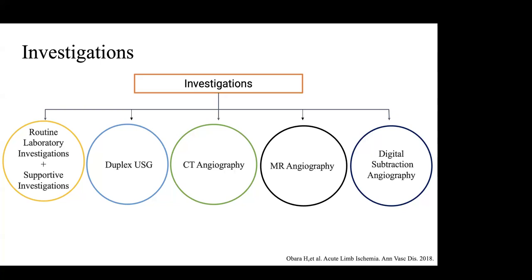In investigations, these will include the routine laboratory investigations, which are the CBC and renal profile. In addition to that, we will do the coagulation profile, which is PT-INR and APTT, and supportive investigations, which include 2D echo, basically to rule out any thrombus in the atrium or the valves. Further, the vascular imaging, which will include the duplex.